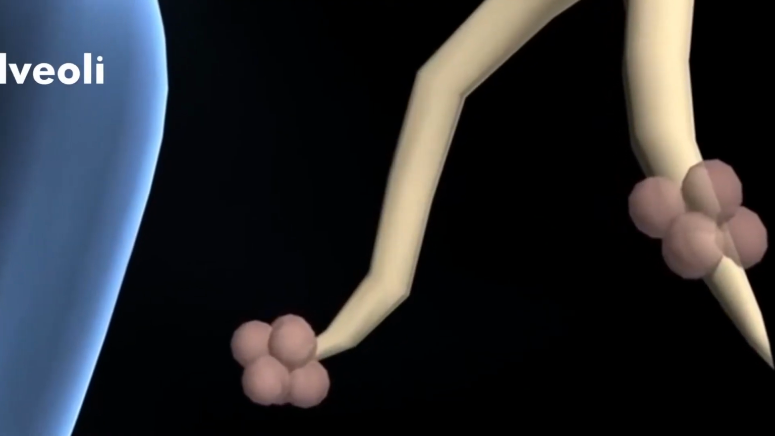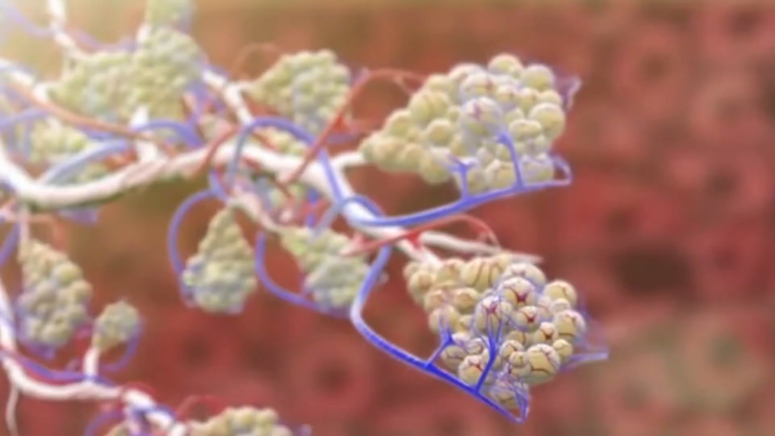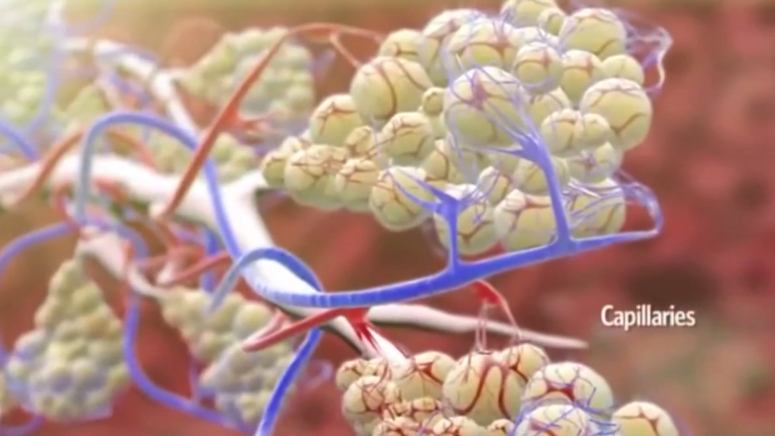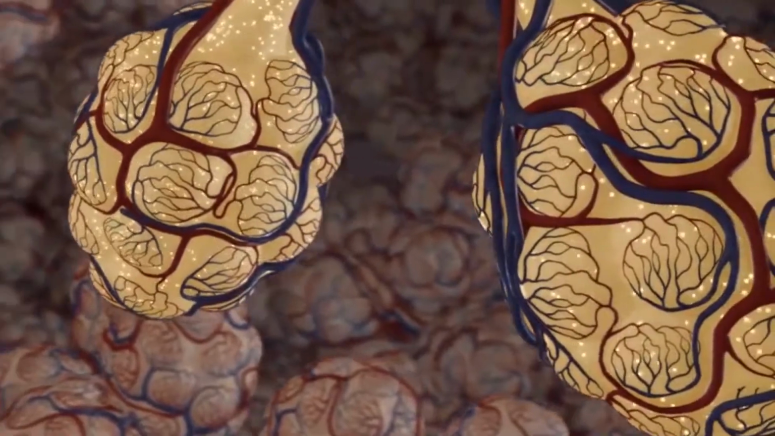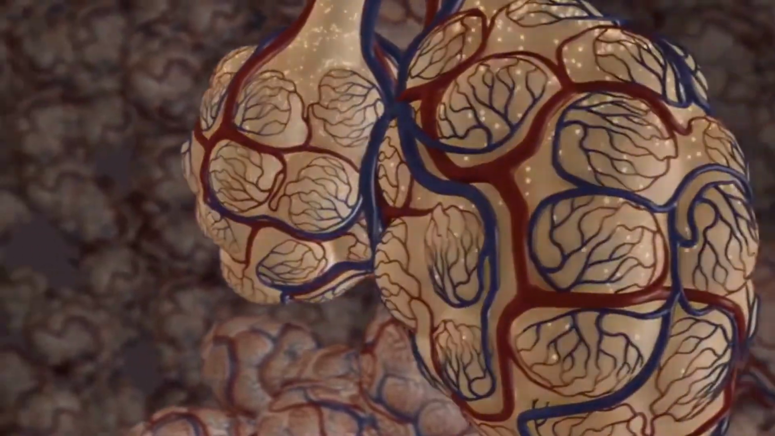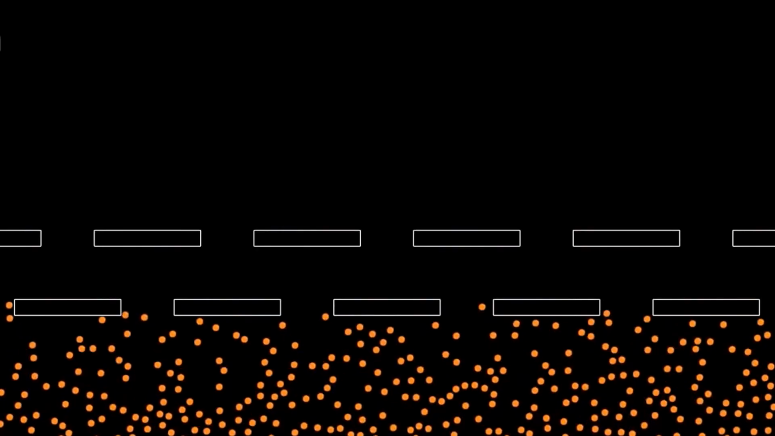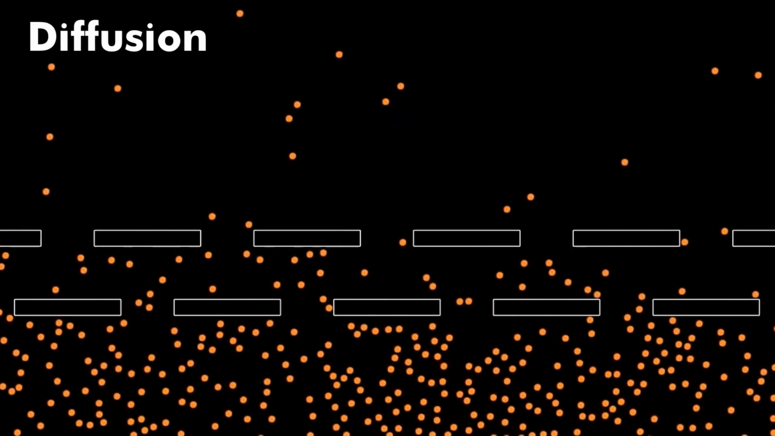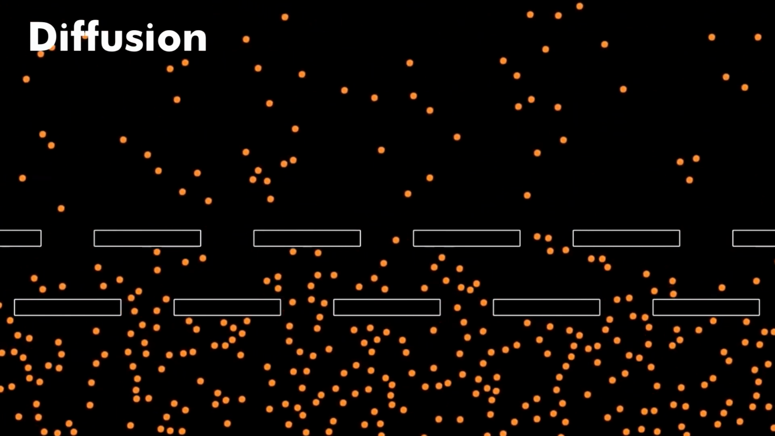At the end of the smallest bronchioles are tiny air sacs, called alveoli. Alveoli are lined by a very thin layer of cells. They also have an excellent blood supply. The tiny alveoli are the place where oxygen enters the blood and where carbon dioxide leaves the blood. The exchange of oxygen and carbon dioxide in the capillaries of lungs takes place by the process of diffusion.